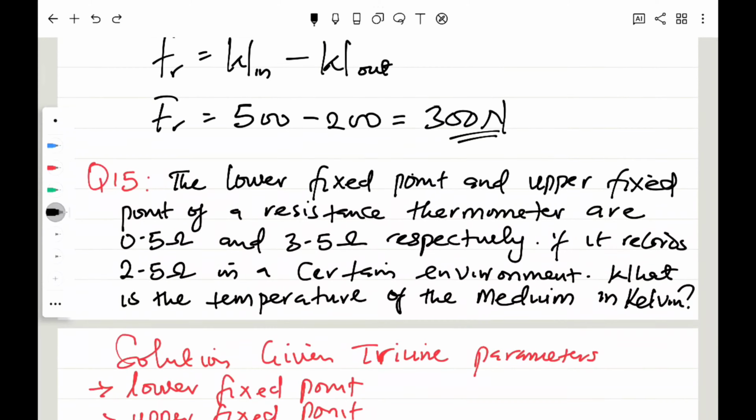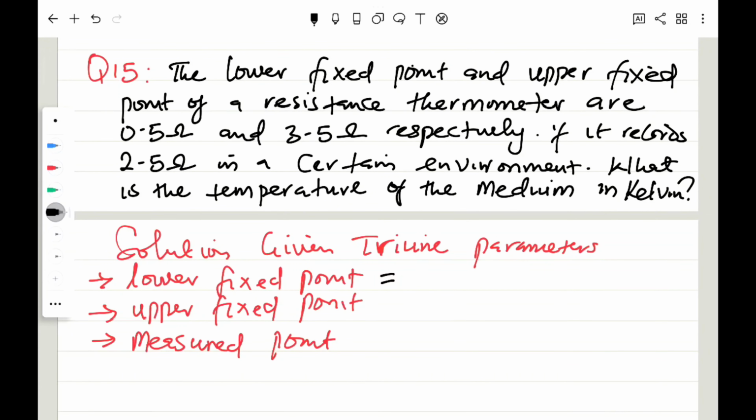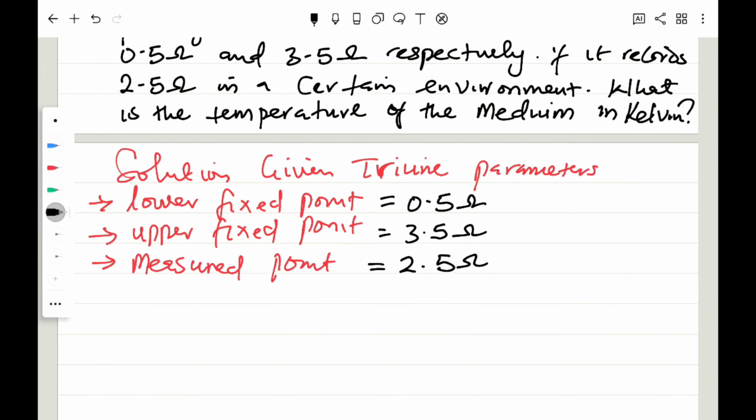Now, if you look at the question, you see the triune component for the first part, which is the resistance thermometer: we have 0.5 ohms, we have 3.5 ohms, and then we have 2.5 ohms as the given data for lower, upper, and measured points. Then we are to convert to Kelvin, absolute Kelvin. So this is the resistance thermometer, or you call it the resistance scale.